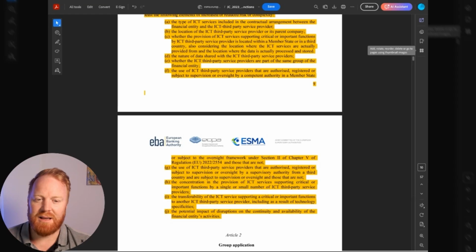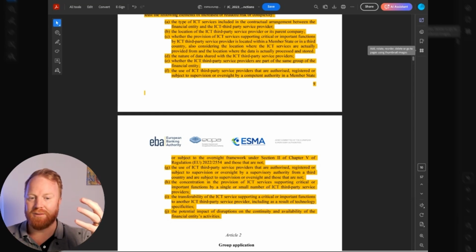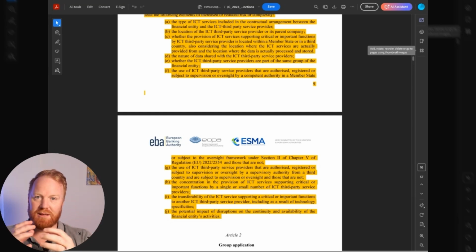Number five, group affiliation. If the ICT third-party service providers are part of the same corporate group as the financial entity, this can influence the risk profile and complexity of the service providers, because obviously with all your eggs in one basket, that might be a problem. So you want to be able to branch out, possibly. It might lower the risk, but again, that's a profile that you're going to add to the risk.